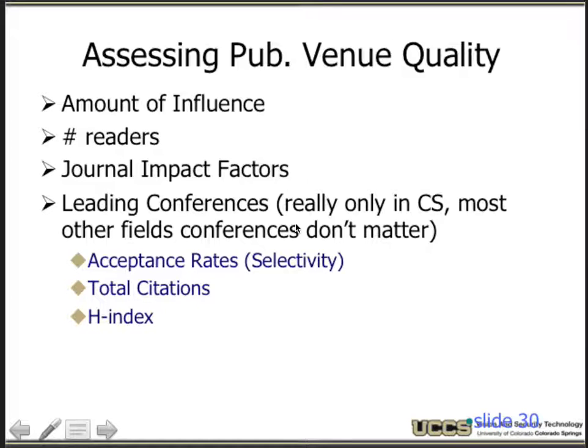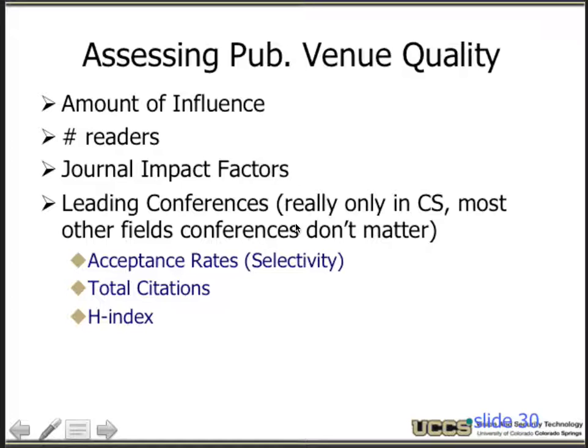So, for example, the number of readers is important, but in today's world where people rarely subscribe to everything, the number of readers has lost a lot of its importance. There are measures we call journal impact factors, and leading conferences, really only in CS, because in most other fields, conferences don't matter nearly as much, but in CS and ECE and a few other high-tech fields, conferences do matter, and then we look at things like acceptance rates or selectivity.